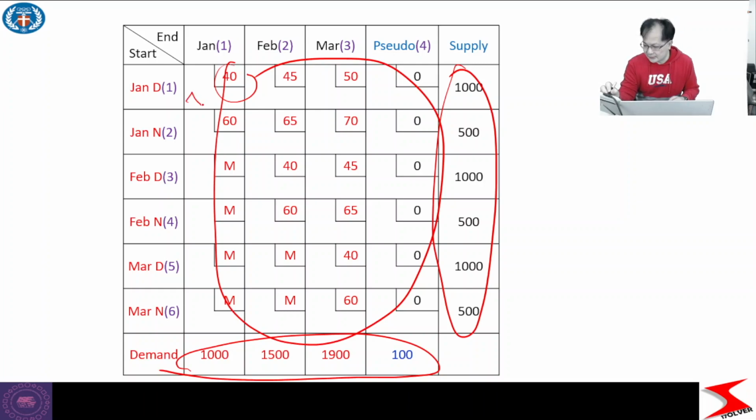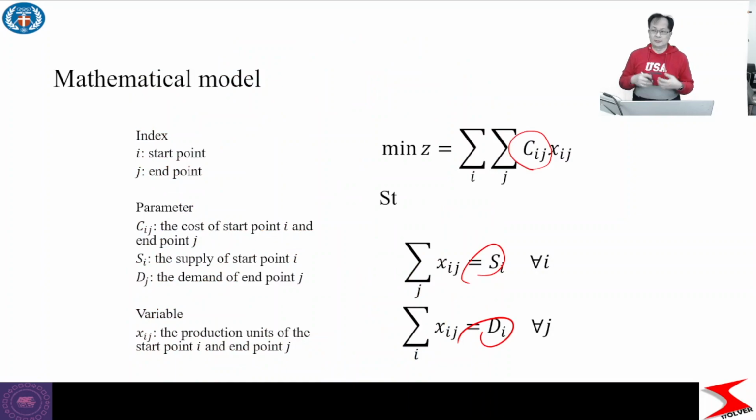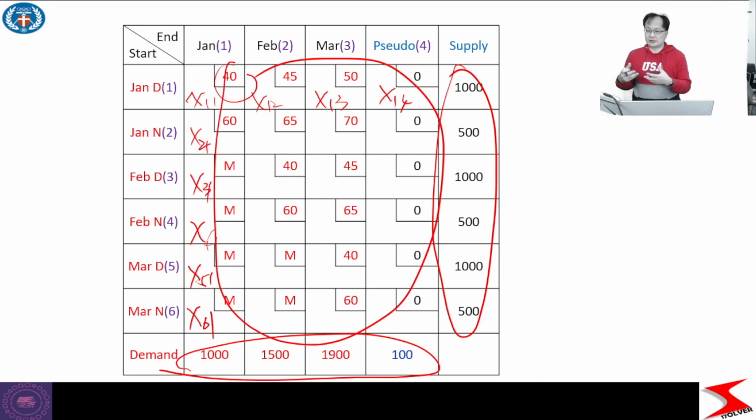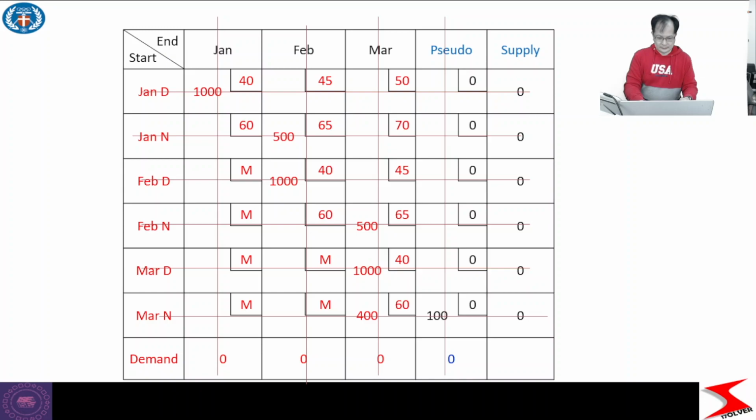Okay, so here is Xij, here is X11, X21, X31, X41, X51, and X61, right? So here is X12, X13, and X14. Okay, so after you solve this mathematical model, then you can get the solution. And also, if the problem structure is like this, you also can use the northwest corner method or minimum cost method as well. Okay, so this is the northwest corner method.